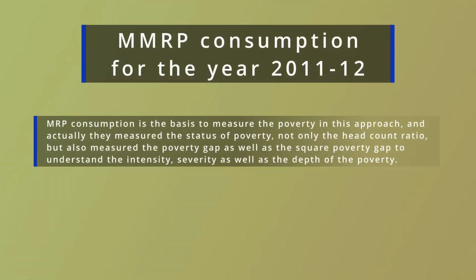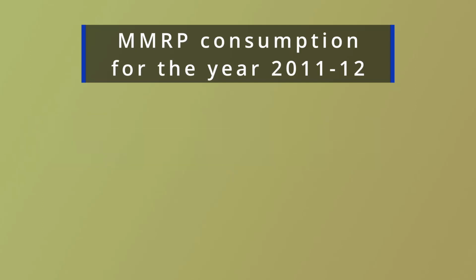2021. Das et al. have estimated the status of monetary poverty by using the FGT methodology, where the reference period is MRP. MRP consumption is the basis to measure the poverty in this approach. And actually they measure the status of poverty, not only the head count ratio, but also the poverty gap as well as the square poverty gap to understand the intensity, severity as well as the depth of the poverty.